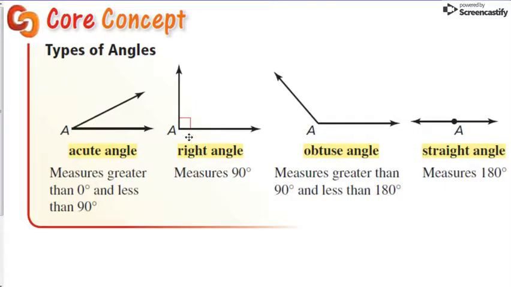A right angle measures exactly 90 degrees. It's usually going to be represented with this little box here to show you that it's a right angle and 90 degrees. An obtuse angle measures greater than 90 degrees, but it's less than 180 degrees. So the angle that would measure 180 degrees exactly is called a straight angle. It just looks like a straight line.